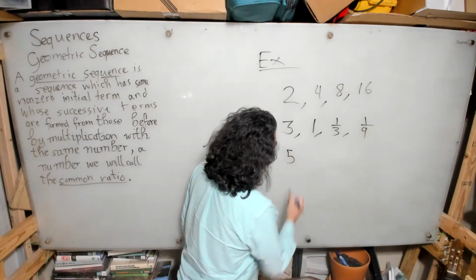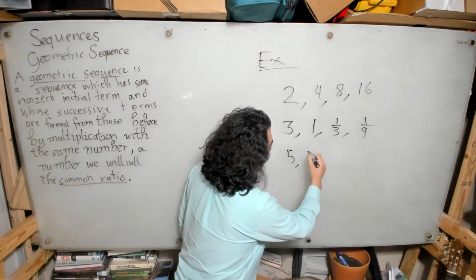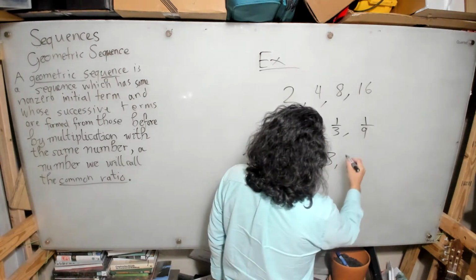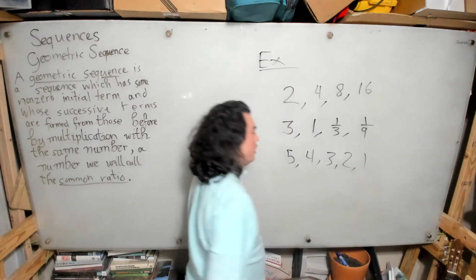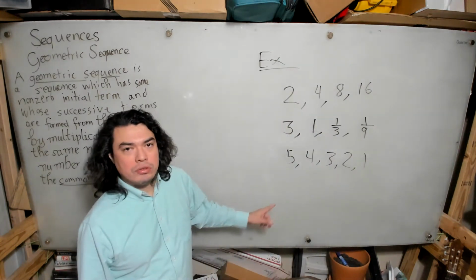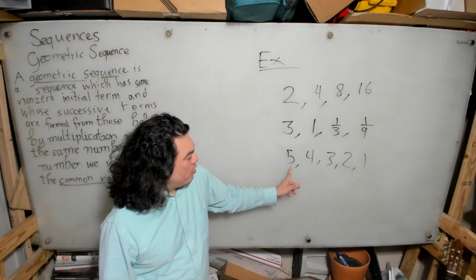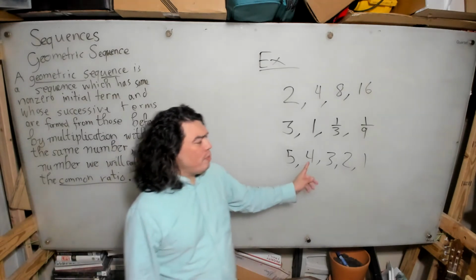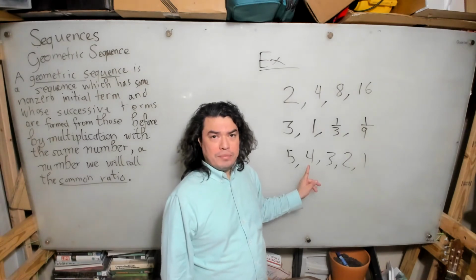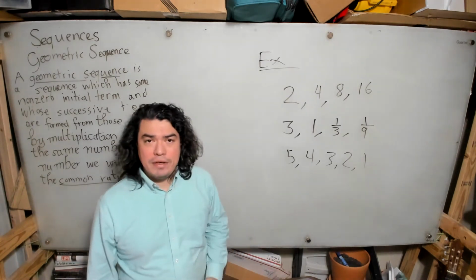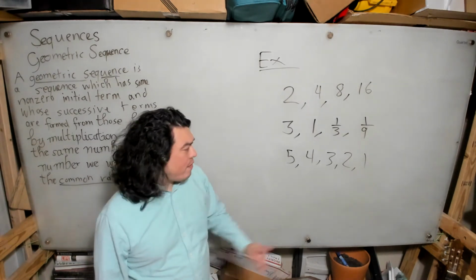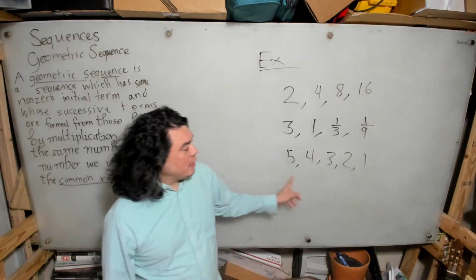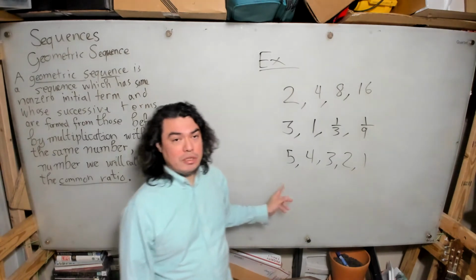What if I have the sequence 5, 4, 3, 2, 1? Is this a geometric sequence? Let's find out. 5 times 4/5 would give me 4. What would be 4 times 4/5? That would be 16/5. 16 divided by 5 is not 3, even though it's close. So we can immediately see that this is not a geometric sequence.